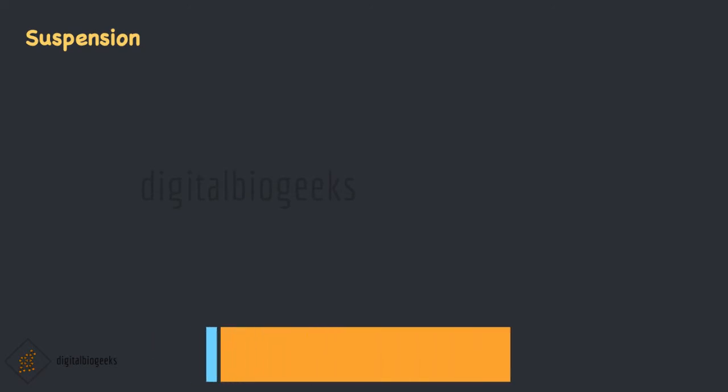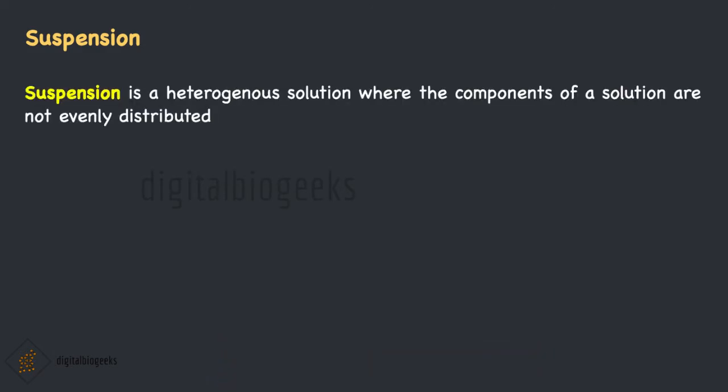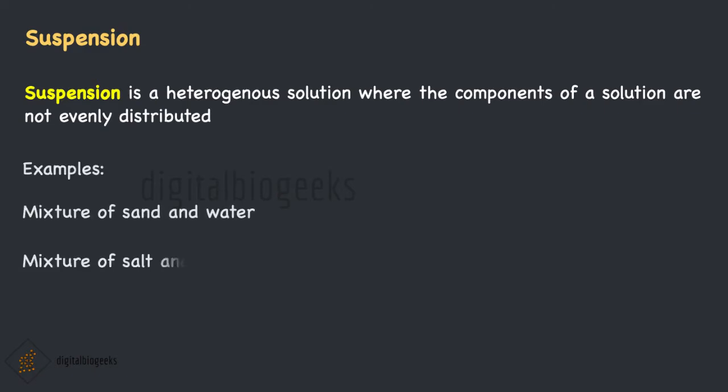A few minutes before we learned about heterogeneous solution where the components of a solution are not evenly distributed. Suspension is a heterogeneous solution where the components of a solution are not evenly distributed. Examples are salt and pepper and sand and water. Here the solute is not dissolved in the solvent and they are suspended throughout the solvent. We can see the particles of a suspension with our naked eye as they are larger than the particles of solution.